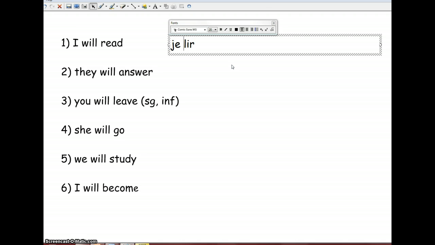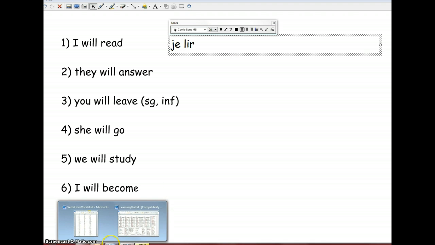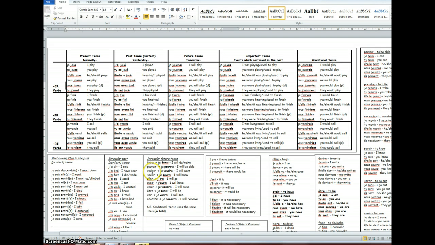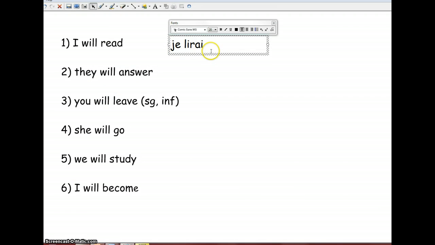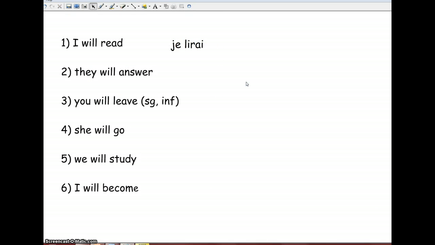It's I will read, so although we did just see the ending, we'll have a look at the learning mat to see where it comes from. It's an RE verb, future tense. I will sell, je vendrai, with the ending AI. So that is our ending for I in the future tense. So there we go. I will read, je lirai.